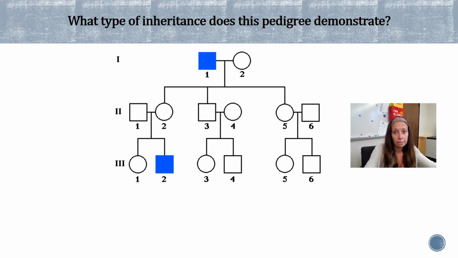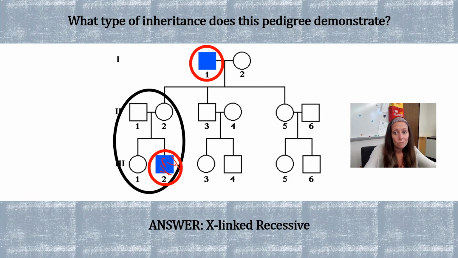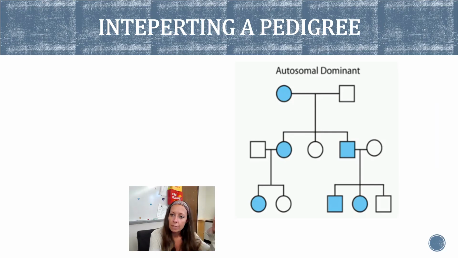This one, notice who it's in. Both are boys. Two parents that don't have it, right? A kid who has it, that means the kid is sex-linked recessive.